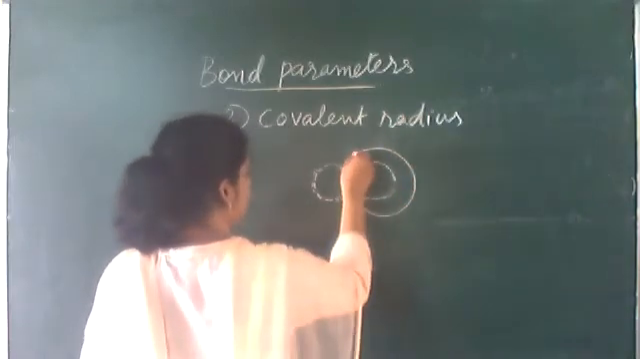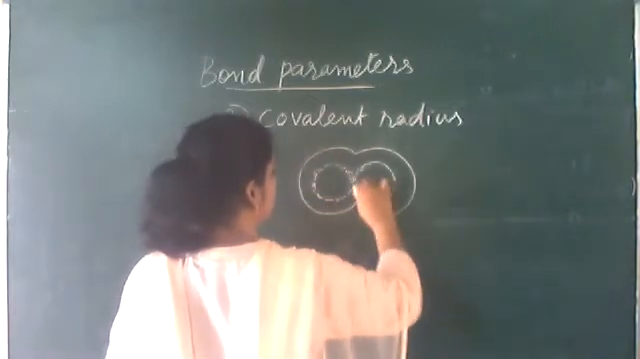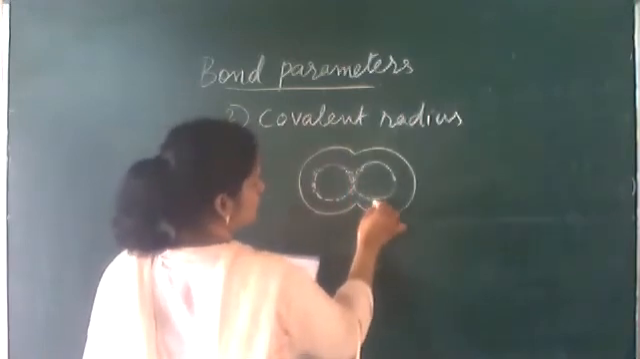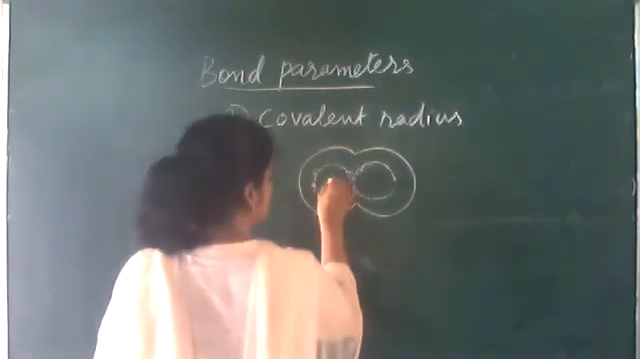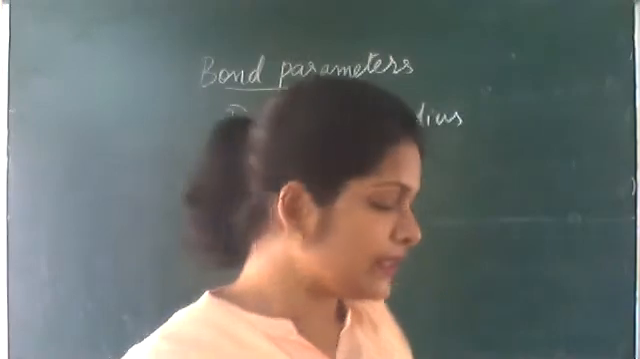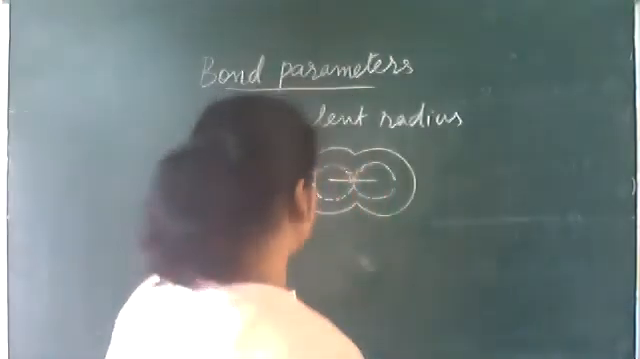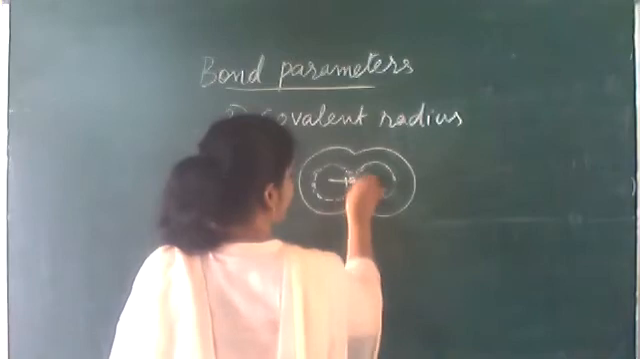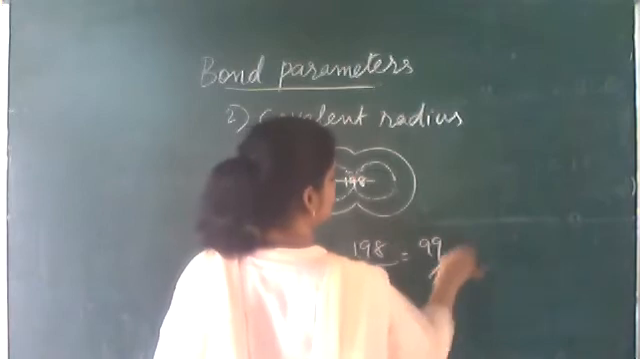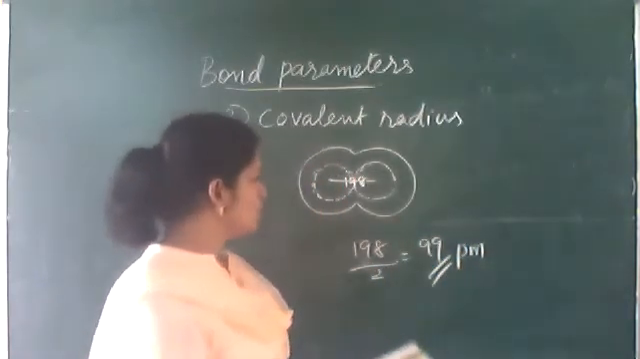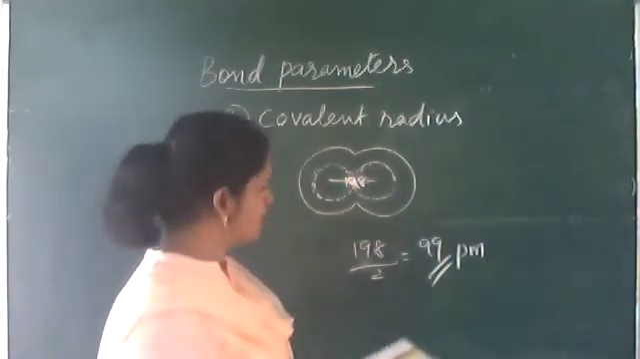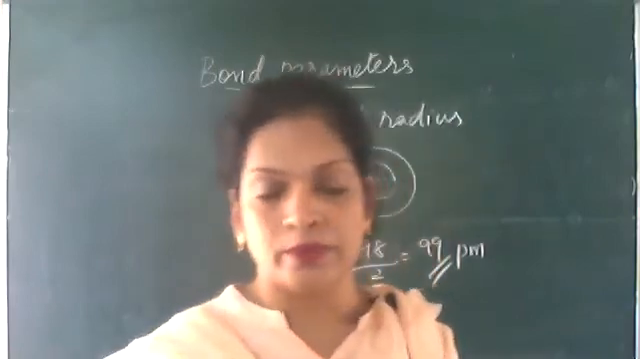After making the bond, the cores will be touching each other, not the outermost shells. In a covalent bond, the cores will be touching each other. So from here to here, its half is the covalent radius. Write down: in the case of a covalent bond, this is 198. So 198 divided by 2 is the covalent radius.